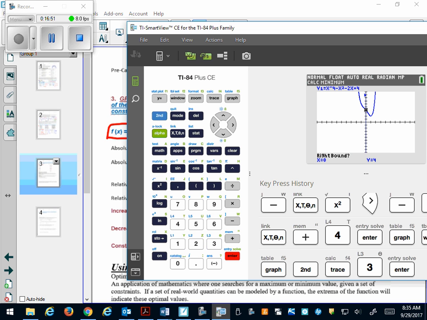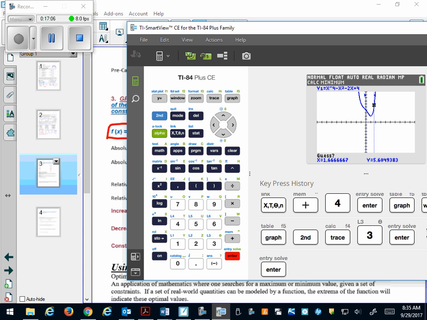And now it's asking us right bound. Well, is that blinking cursor actually to the right of the minimum? No, we have to move it. So we're going to use our arrows, and we're going to move it over till it is to the right of the minimum we're trying to find. I went a little too far, but that's okay. And enter. Now it's saying, do you want me to guess? Yes, please. That's why we're doing this, right? And then you push enter. And it's showing you the minimum is 0.9999. That's close enough to 1, right? So 1, 2 was a good guess for that absolute minimum. Does that make sense? Okay.